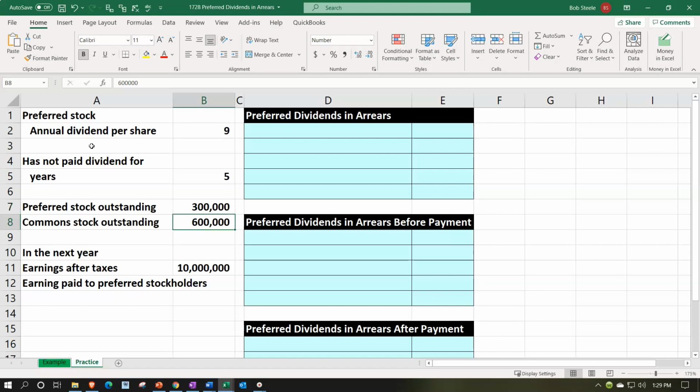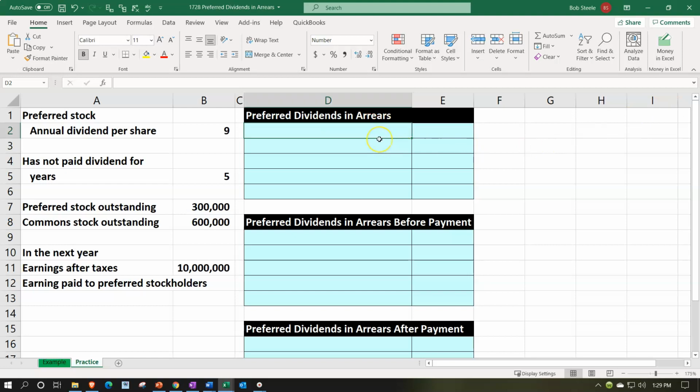And the next year, earnings after taxes was, we're going to say, $10 million. Earnings paid to preferred stockholders. So then they're going to try to pay off the dividends. So where do we stand in terms of what the dividends in arrears are after the 5 years, which we would have to pay off before we could start giving dividends to the common stockholders if this was indeed the case? Let's think about the annual dividends per share.